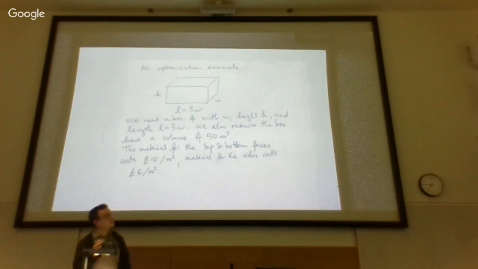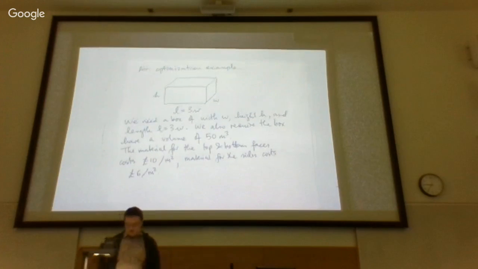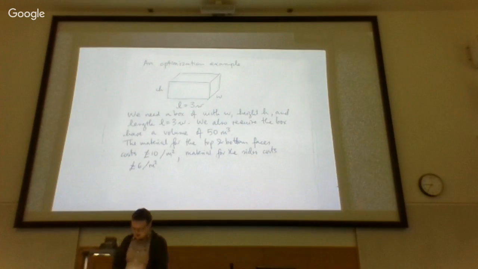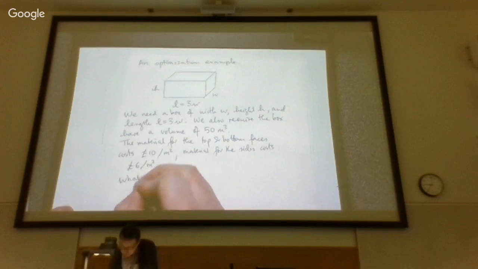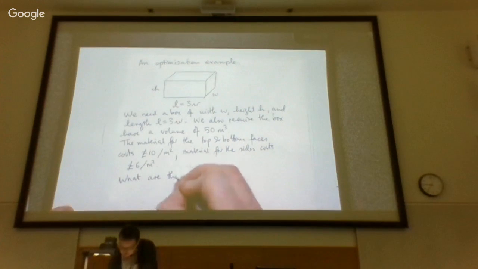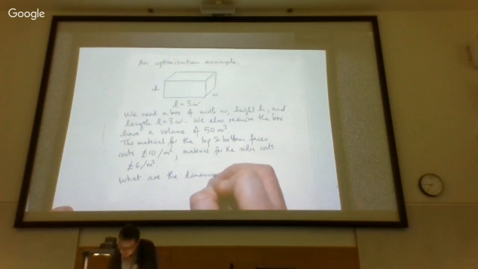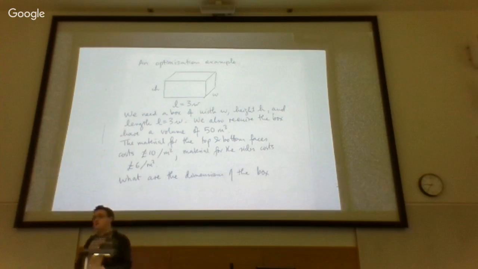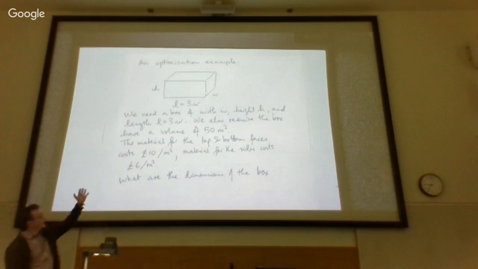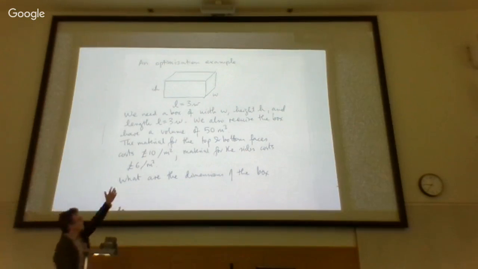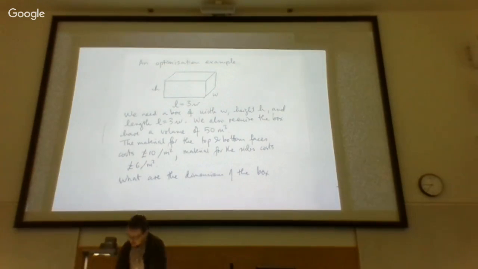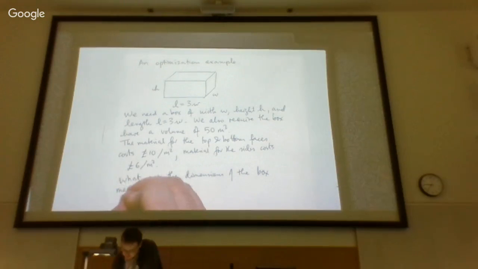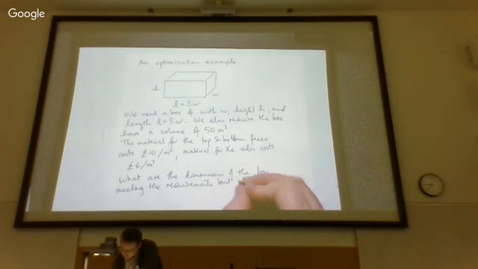Now, of course, the way the world works is whenever there's a cost, you want to minimize the cost. So what are the dimensions of the box? It has to meet the requirements. The length has to be 3 times the width, and it has to have a volume of 50 cubic meters. What are the dimensions of the box meeting the requirements, but with minimal cost?